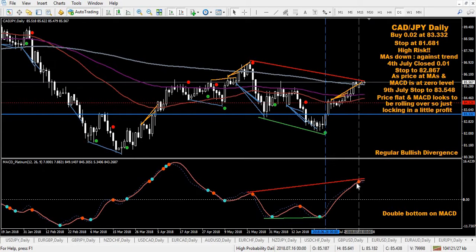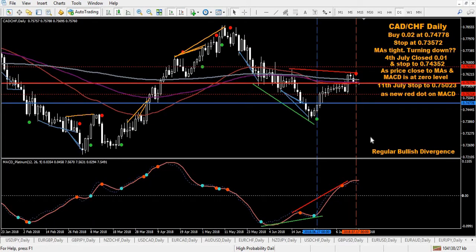We've got a red MACD dot there. So just a possibility the market's turning over. You can see I've drawn my possible divergence set up lines on there. Let's move on.